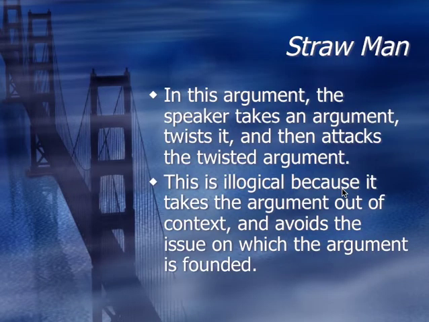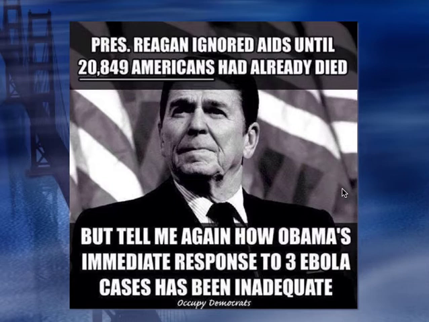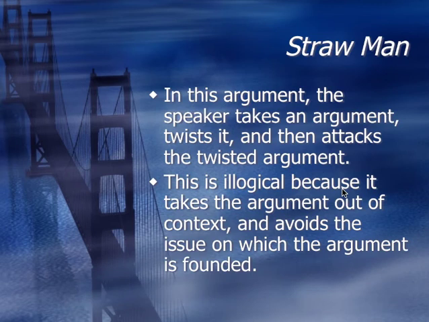Okay, so first we have the straw man. In this argument, the speaker takes an argument, twists it, and then attacks the twisted argument. It's illogical because it takes the argument out of context and avoids the issue on which the argument is founded. So if we go back to the President Reagan image, what happens here is you have taken the argument about how President Obama is or is not handling the Ebola crisis, and you're twisting it by pointing to President Reagan, and now you're attacking that twisted argument. That is not a logical argument at all. That is a classic straw man.